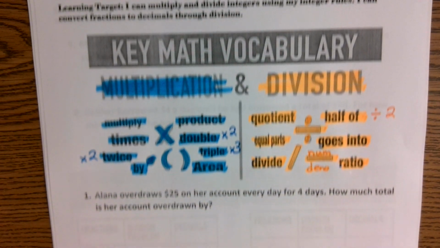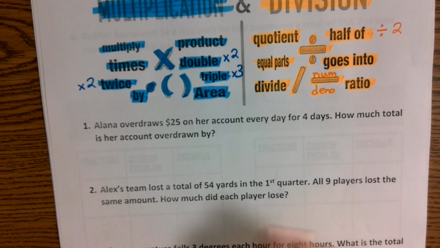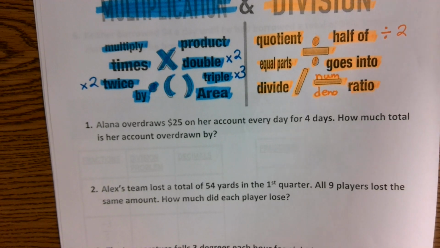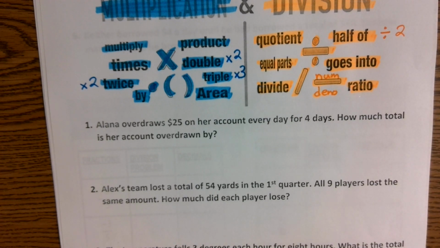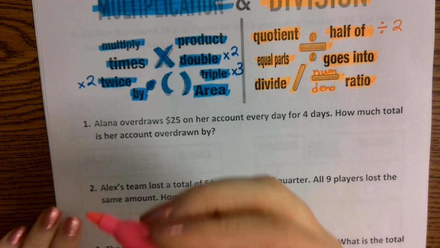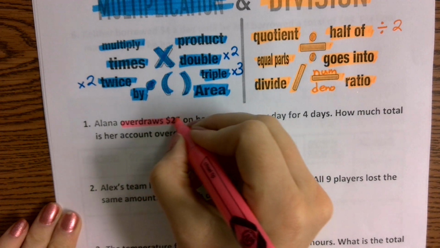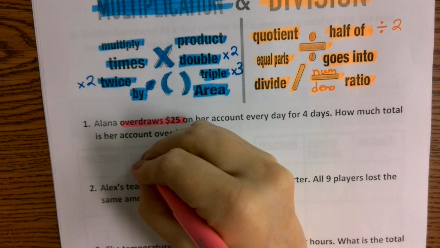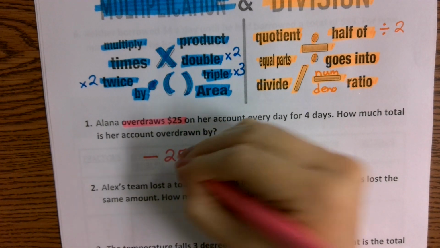Now, let's take a look at a couple of these keyword or contextual word problems. Elena overdraws $25 on her account every day for 4 days. So how much total is in her account? Is her account overdrawn by? Want to know how much did she overdraw by? So in this situation, we've got the term overdraws. Overdraws is a negative value. When you overdraw an account, that is a negative. So we're dealing with a negative 25.